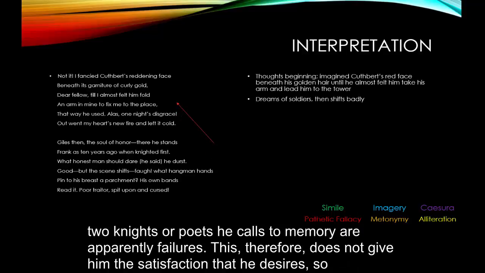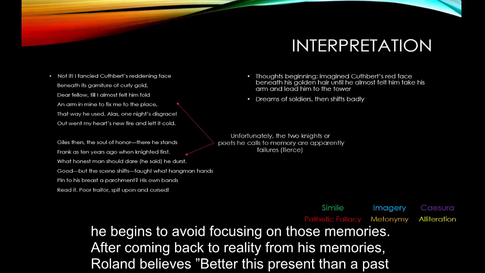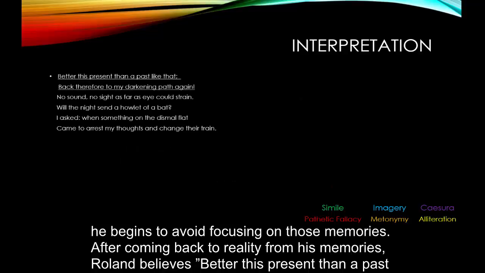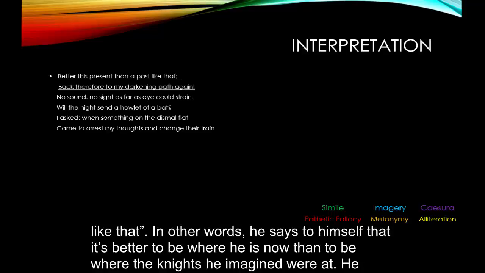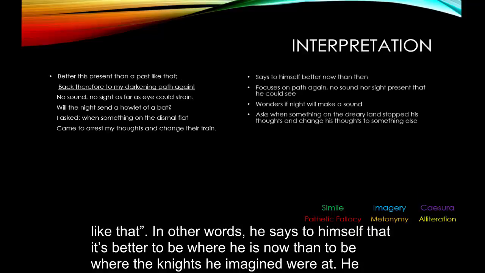Unfortunately, the two knights or poets he calls to memory are apparently failures. This, therefore, does not give him the satisfaction that he desires, so he begins to avoid focusing on those memories. After coming back to reality from his memories, Roland believes better this present than a past like that. In other words, he says to himself that it's better to be where he is now than to be where the knights he imagined were at.